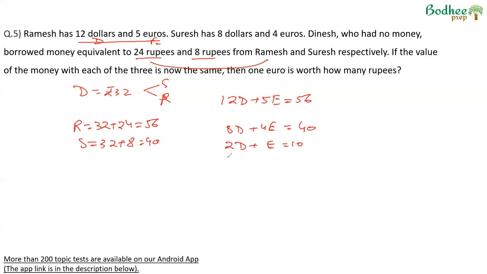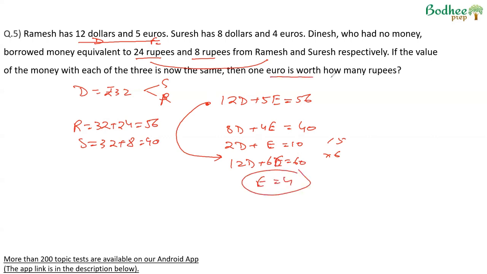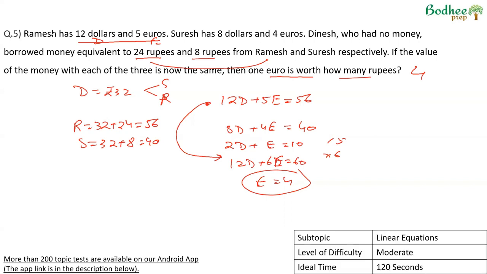You want to find the value of euros. So multiply by 6. 12D plus 6E is equal to 60. Now all we have to do is, we take the other equation, subtract it from here. 12D minus 12D is 0. 6E minus 5E is E. 60 minus 56 is 4. So €1 is worth how many rupees? Answer becomes 4. Again, there are two steps involved where we have to first find the value of money with Ramesh and Suresh. So that might take some time to click. Once that happens, it is a simple linear equation question. So I'm saying overall moderate difficulty and about 2 minutes to solve.